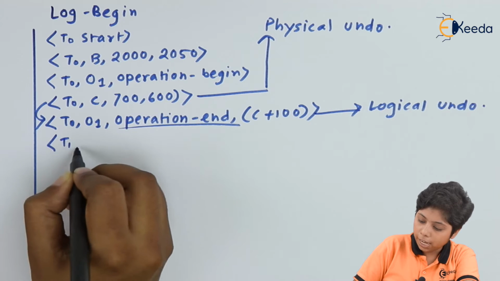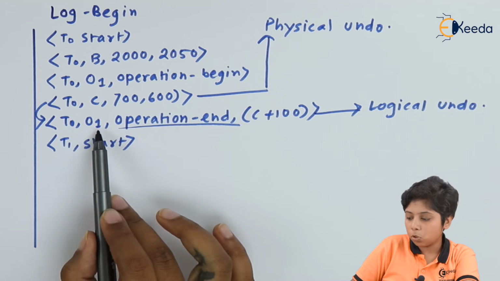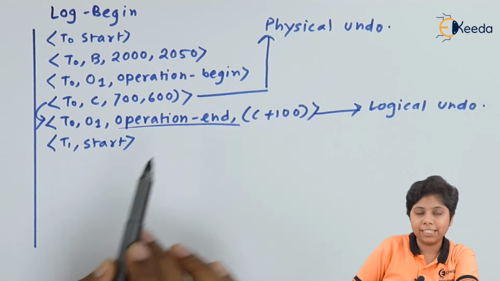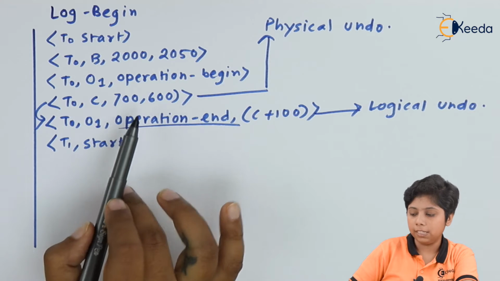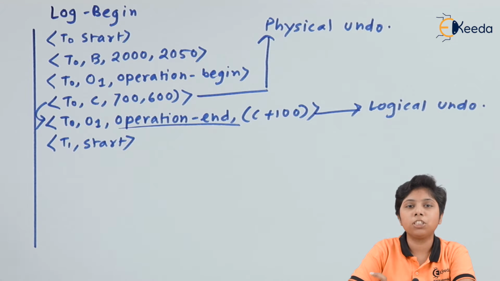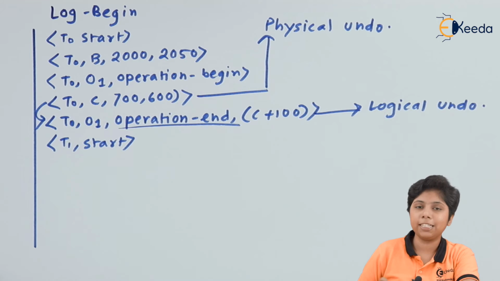Next we are starting another transaction. Now when T0 has performed O1 as an operation end, that means it is releasing the lower level locks on C. This is for logical undo: the early release of locks by the index structure on a B plus tree. That means whenever we have performed an update, insertion or deletion, we release the lock. So with the operation end command, it is releasing the lock at the lower level.